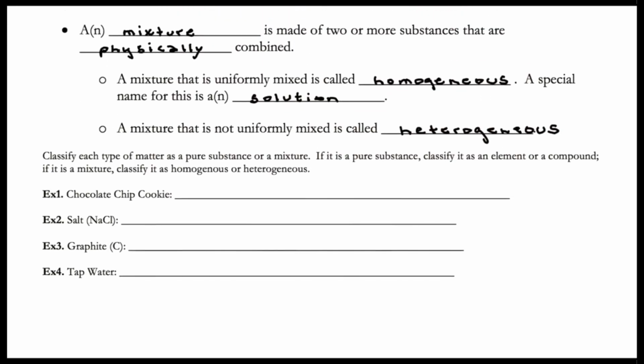So let's look at these 4 examples. A chocolate chip cookie. Okay? For a chocolate chip cookie, I've got a number of different components. I've got sugar, I've got water, I've got flour, I've got butter, which consists of a number of different molecules in and of itself. So I know that this is going to be a mixture. It is not a pure substance.